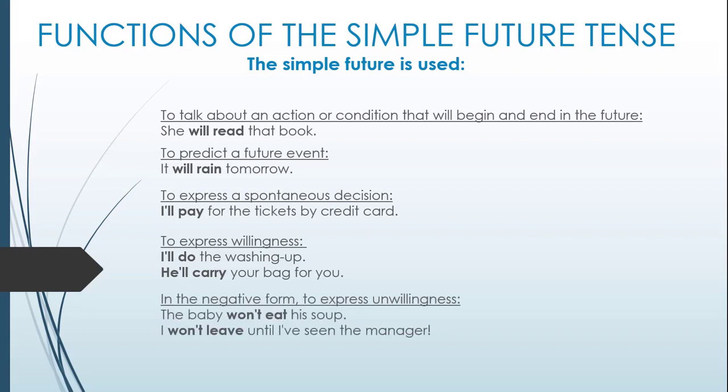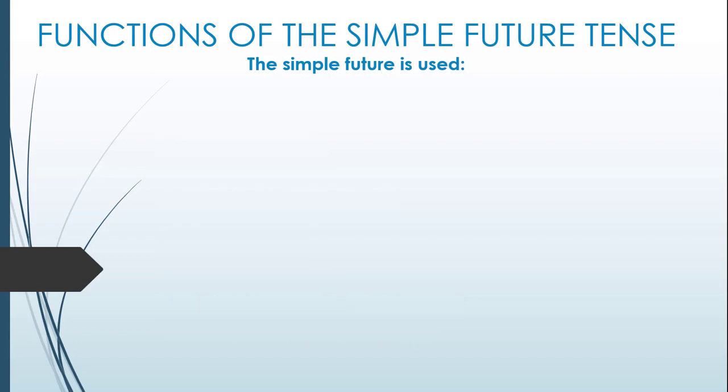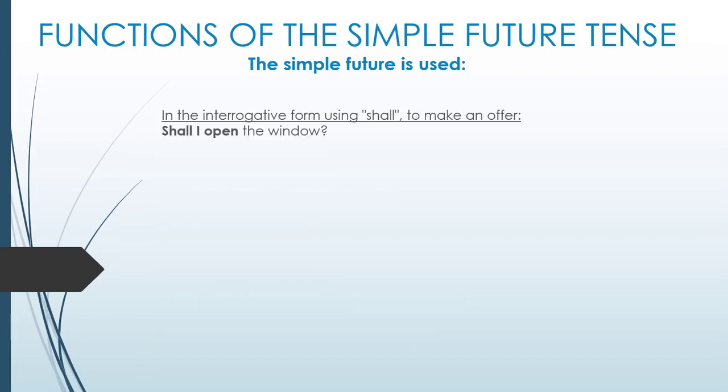In the negative form, we can use simple future tense to express unwillingness. The baby won't eat his soup. I won't leave until I've seen the manager. In the interrogative form, using shall to make an offer.